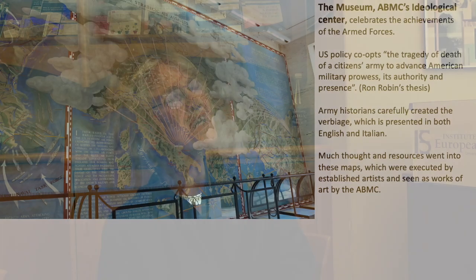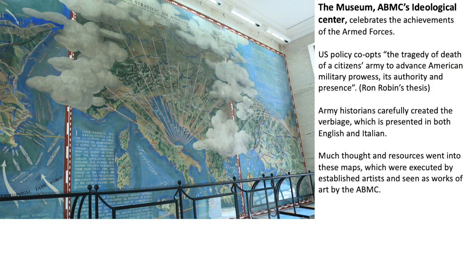So this museum is obviously ABMC's ideological center in all the cemeteries. And here there are huge maps done by prominent artists at the time showing the progression of the campaign. And so it shows basically a celebration of the achievements of the armed forces. And Ron Robin, a writer who got his PhD in Berkeley, is very critical of it. He called this the tragedy of death of a citizen's army to advance American military prowess, its authority and presence. He had nothing good to say about the cemeteries for that reason. But it's a historical document.